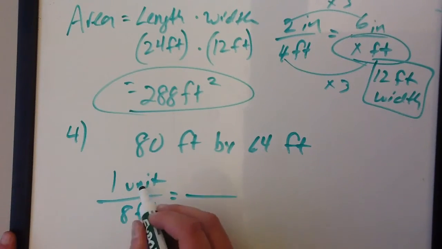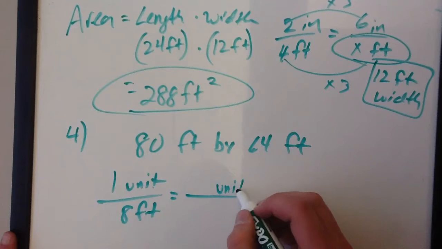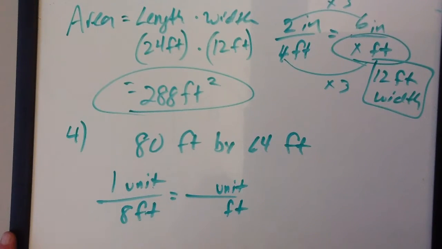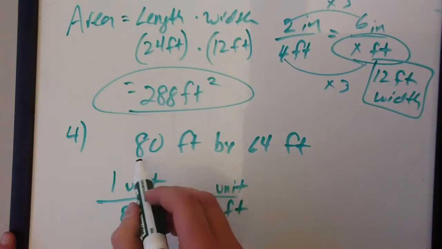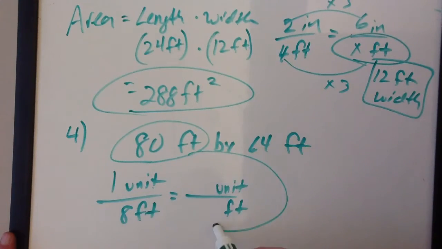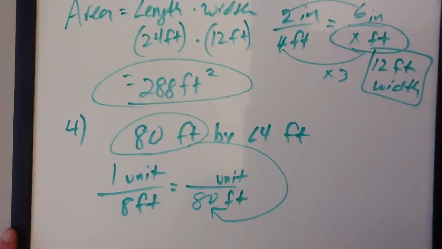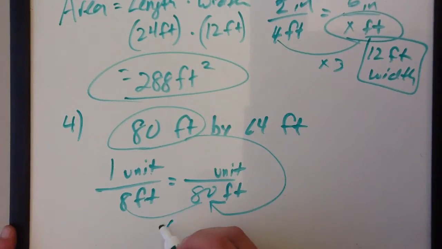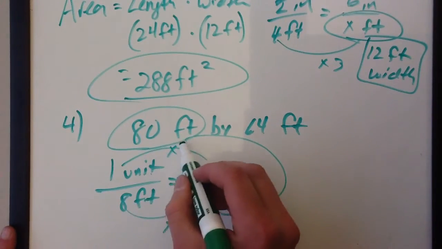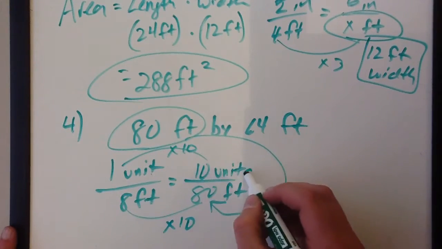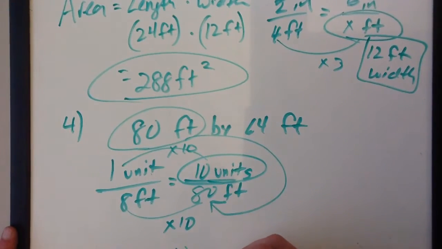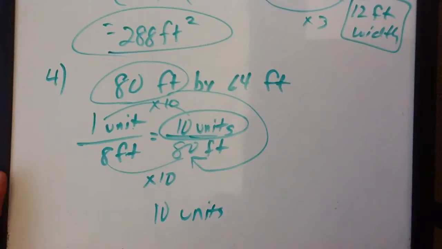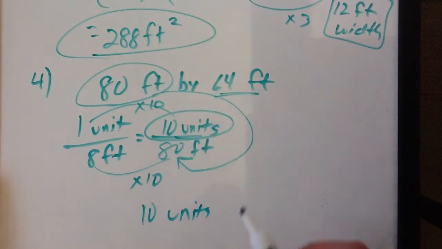All right, so set this ratio of unit to feet equal to some other ratio. Here let's use 80 feet. Plug in 80 feet right here. How did you get from 8 to 80? Well, you multiplied by 10, so you do the same thing up top. 1 times 10 is 10 units. Now you've got to figure out how many units is 64 feet.